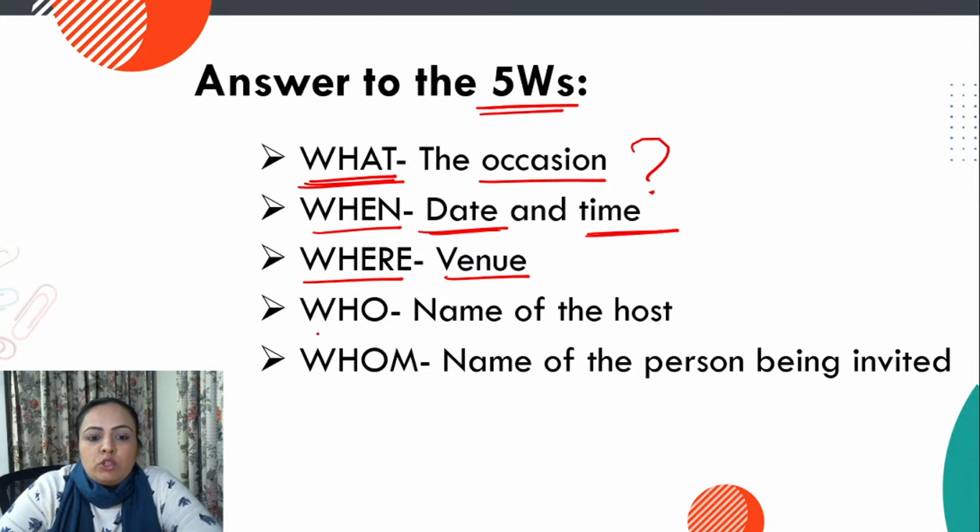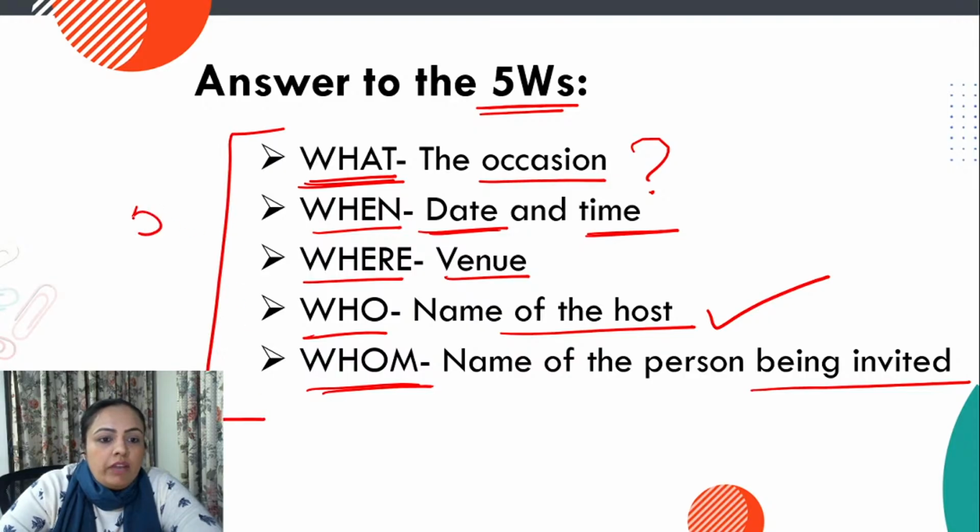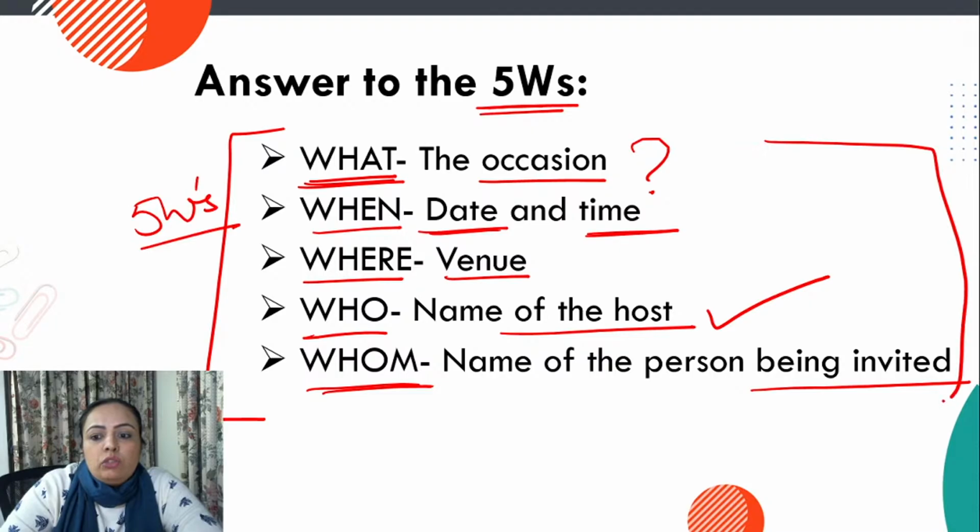The next W is who, the name of the host. So you also have to mention the name of the host, the person who is hosting this event. Next W is whom. Whom means the name of the person being invited. आपने ये invitation किसके लिए लिखा है उसका नाम भी होना चाहिए. So these 5 W's are very important, student. Your invitation should reply to these 5 W's. इन पांचों W's का reply आपके invitation में होना चाहिए.